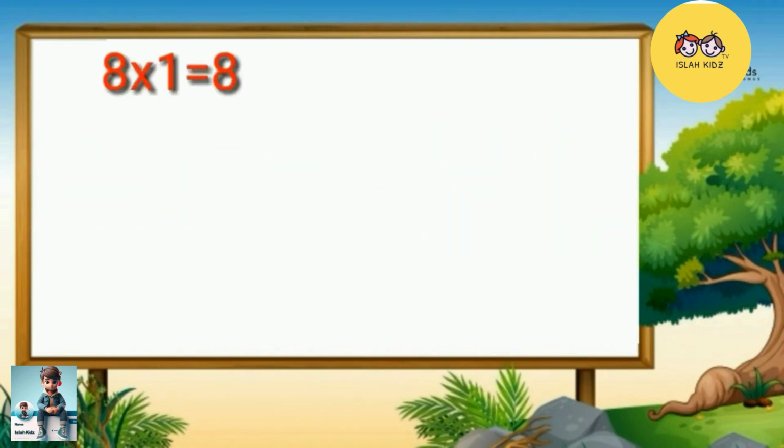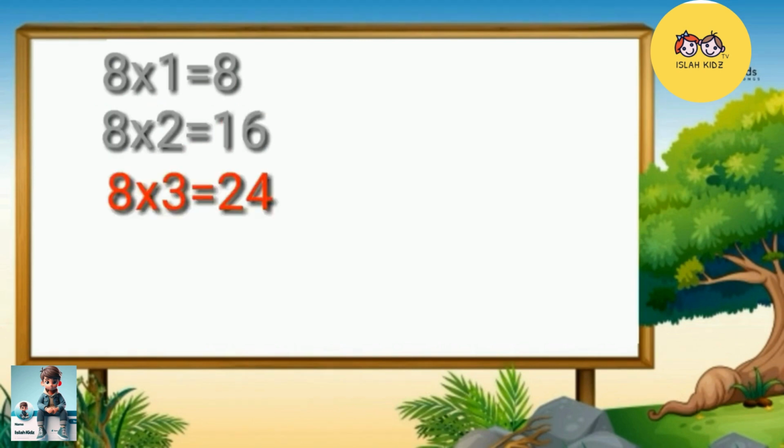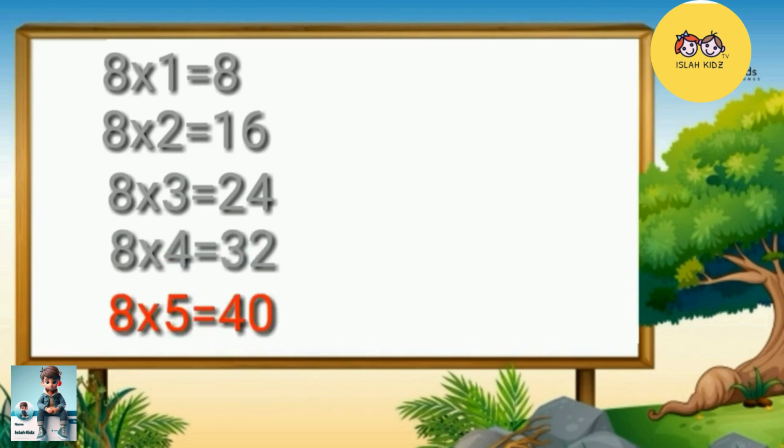8 ones are 8. 8 twos are 16. 8 threes are 24. 8 fours are 32. 8 fives are 40.